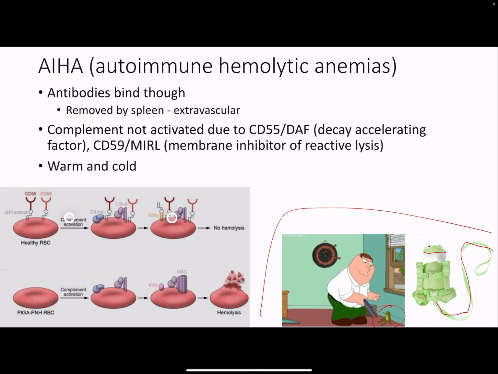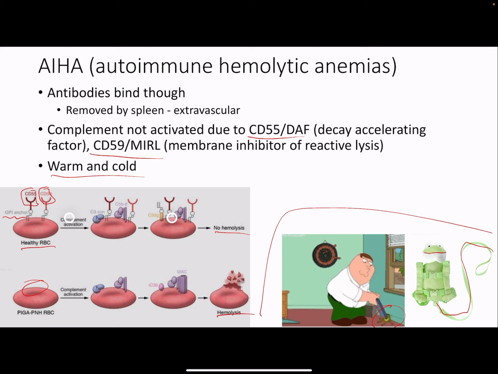And so commonly this will then be in the spleen, where the macrophages can grab onto that antibody and C3 and get rid of it. Red blood cells are typically immune from our complement system because they have CD55, also known as DAF, and CD59, also known as MIRL, which inhibit complement activation. We see them here. Notice that they are anchored by a GPI, which will come back into play later. This is the healthy red blood cell with no hemolysis, and if you're missing these, then you do have hemolysis, which we'll come back to.